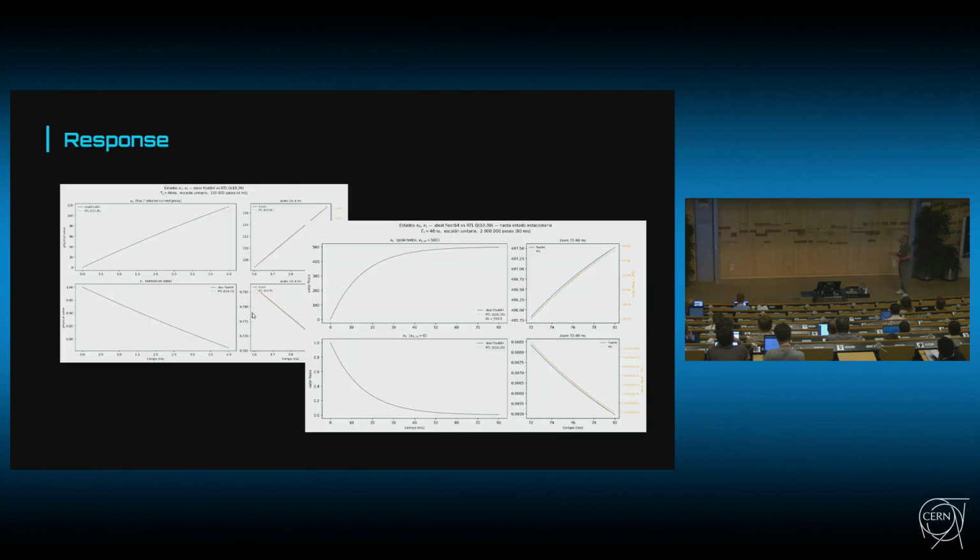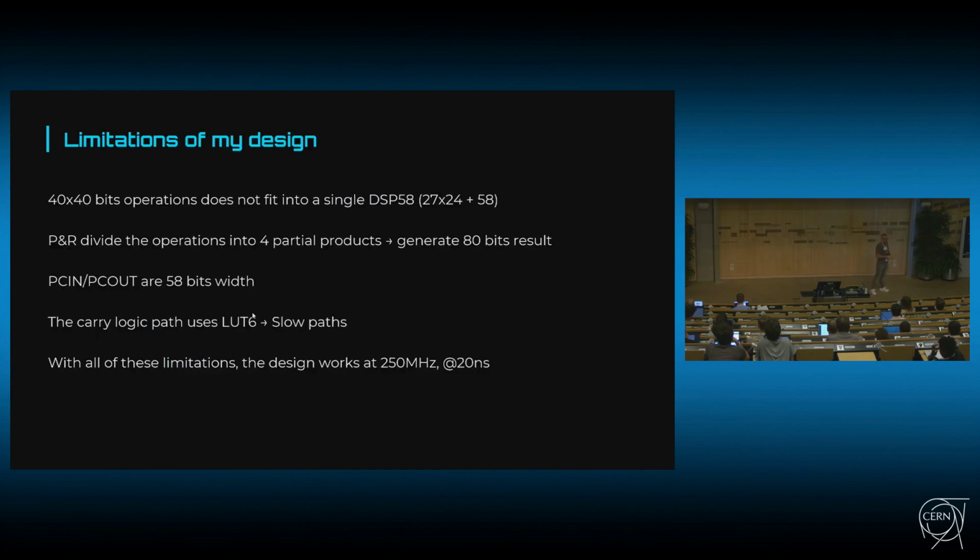And you can see here the response, the evolution of the states. Here are the evolution of the states of the floating point system, the quantized system, and also the output of the RTL, which is extracted from the FPGA.